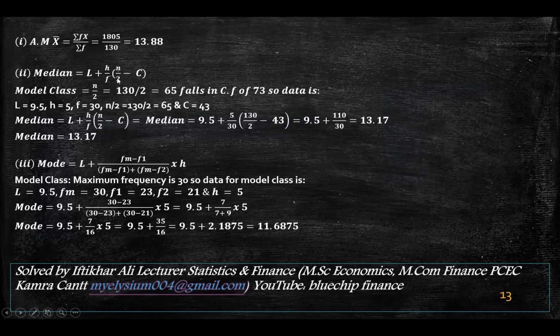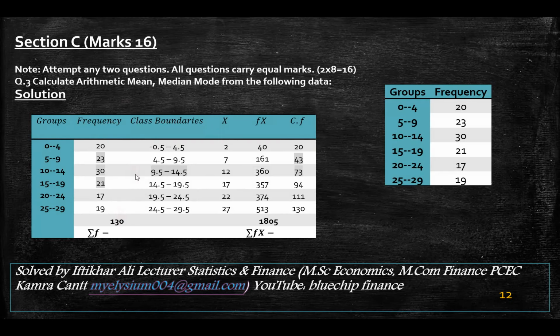Now n by 2, where n is equal to the sum of f. So 130 divided by 2, that is 65, and 65 falls in the cumulative frequency of 73. So this will be your model class.